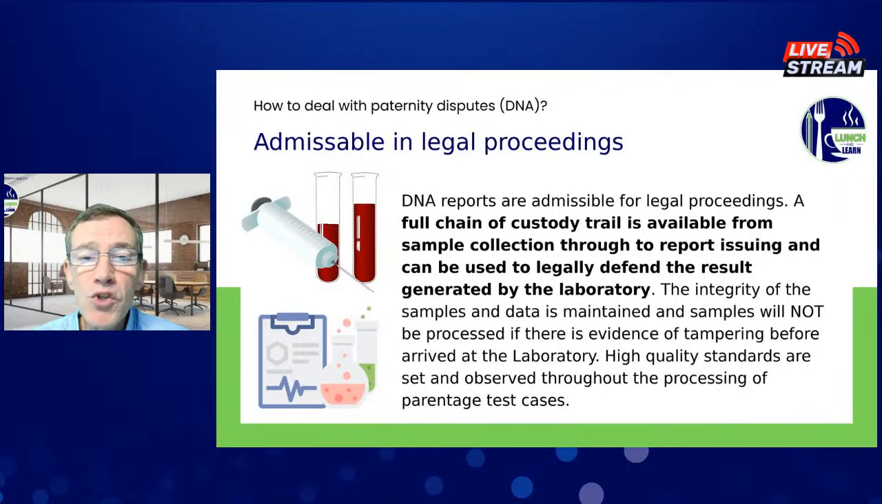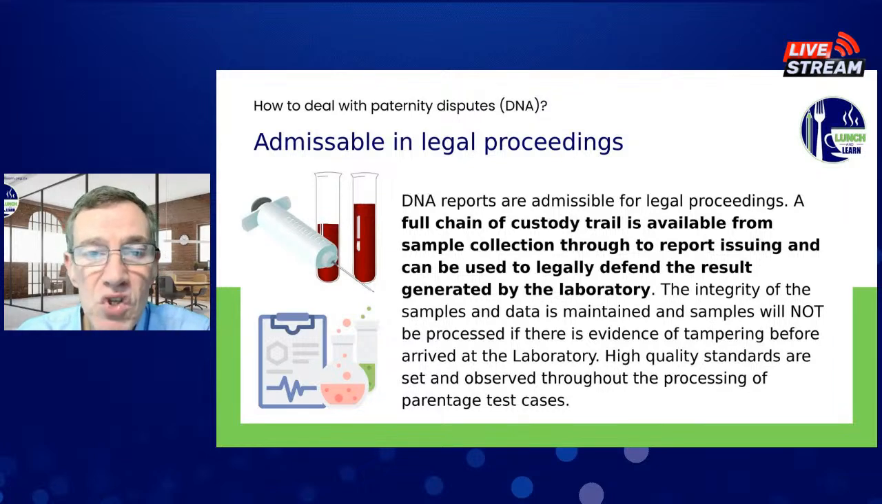There is a full chain of custody trail that is available from the sample collection, from the time that they collected it, right through to doing the test and then the reporting right at the end. And only then could it be used as evidence in court. So there needs to be a whole chain of custody, a record of what happened from the get-go, from taking the blood sample, giving the consent, right through to the end. That needs to be reported as a chain of custody, and then it would be admissible in court.